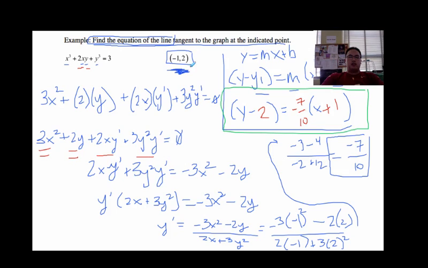Okay. So to repeat, you get the point slope form, you plug in x and y, which was right here. I derive the problem, in this case it's implicit differentiation, to get a y prime equals equation. I use my given x and y to plug in, and I got a slope, negative 7 over 10, which I then reinserted in the point slope form and got an answer.